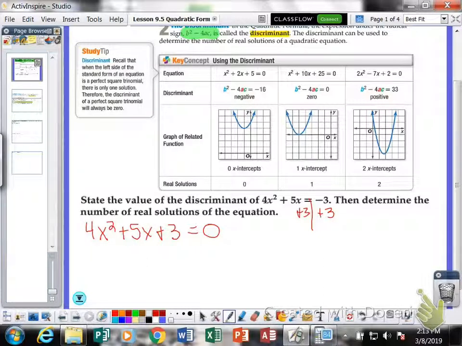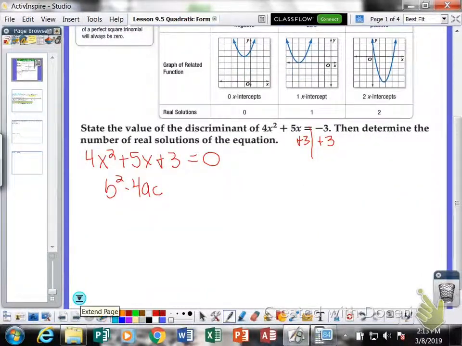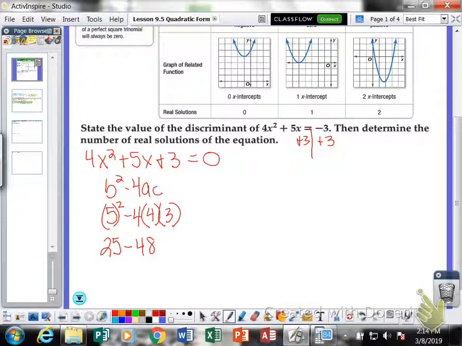Now that I have it in the ax squared plus bx plus c form, I can apply the discriminant, b squared minus 4ac. I substitute in my b, which is 5, so 5 squared. And I would always put that number in parentheses. You'll see why when you're dealing with a negative, but it's just a habit to put it in parentheses. That way you don't get confused. Minus 4 times a, which is 4, times c, which is 3. 5 squared is 25, minus 16 times 3 is 48. 25 minus 48 is negative 23.